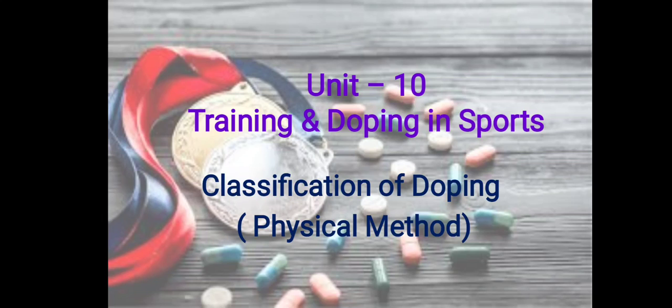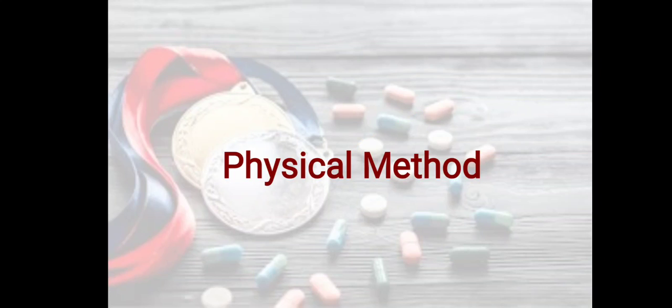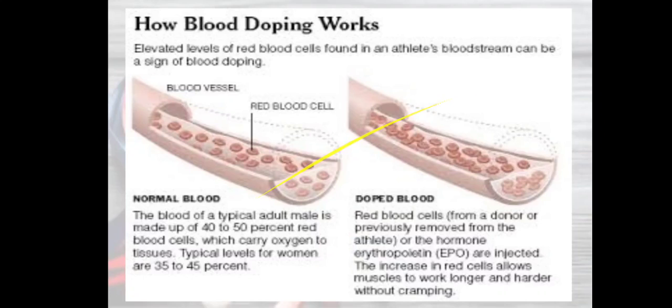So let's learn about the physical method. In the physical method, there are different ways of doping, that is with the help of blood doping and gene doping, and another way is the oxygen carrying carrier, also the artificial way of oxygen carrier, which is one of the methods to dope. So in the physical method, let's start.